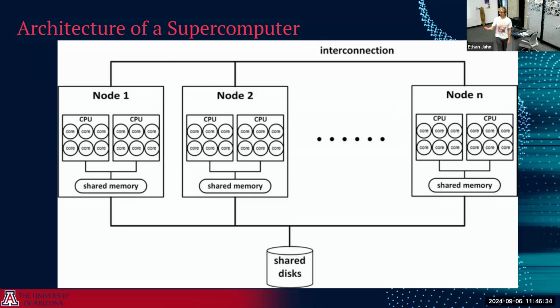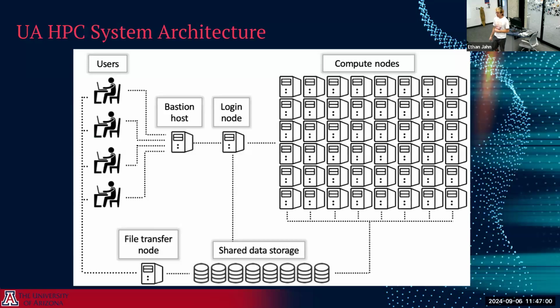And then inside of a node, you have a certain number of CPUs and cores. Each of these are connected to a shared memory area. Above that, you have nodes that are all interconnected with each other and that can access a shared file system. So it's this hierarchical structure of interconnection between cores and memory that you have inside of a supercomputer. With that in mind, here is the architecture of the UA HPC system.